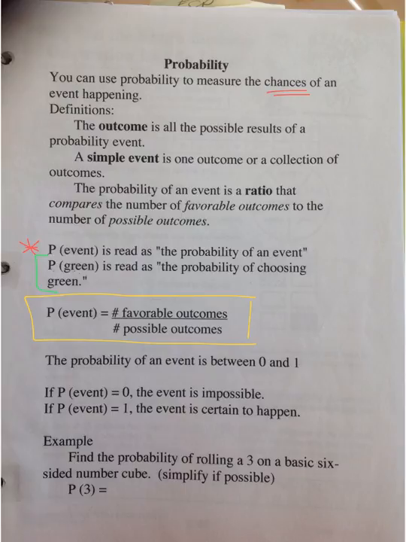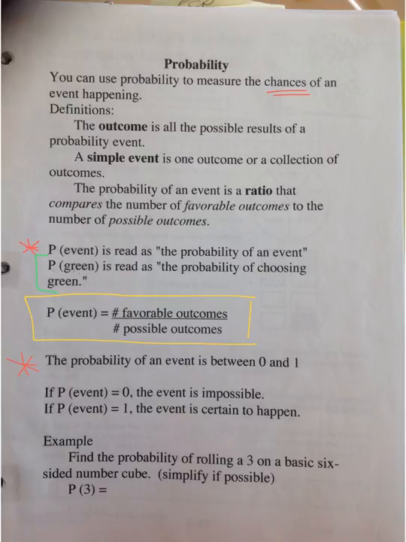Another thing to remember is the probability of an event is between 0 and 1. Sometimes you'll see us talking about it as fractions, like there's a 50-50 chance it's going to rain this weekend. So if the probability of an event is 0, the event is impossible. If the probability of an event is 1, the event is certain to happen.